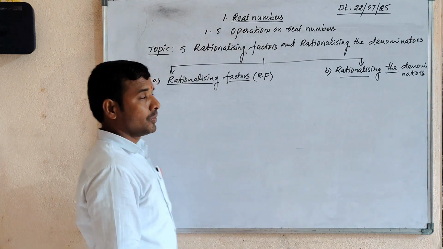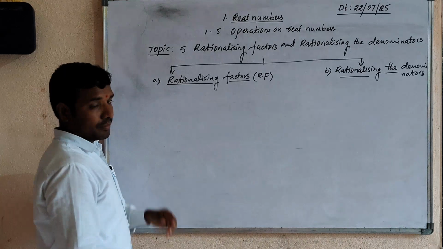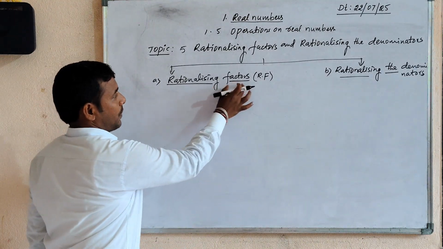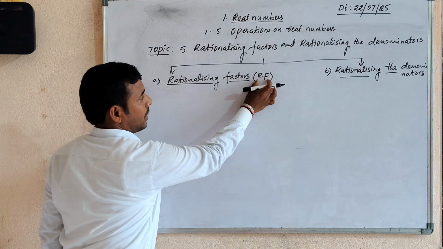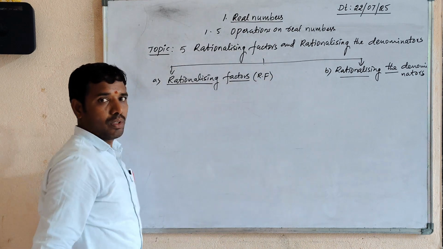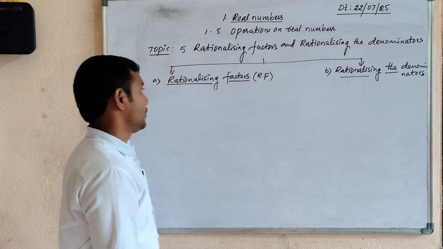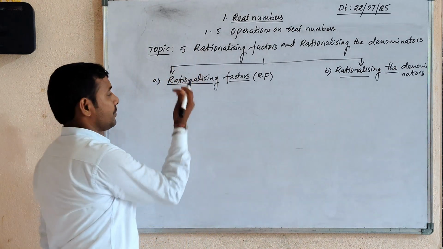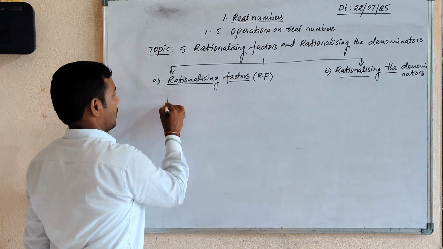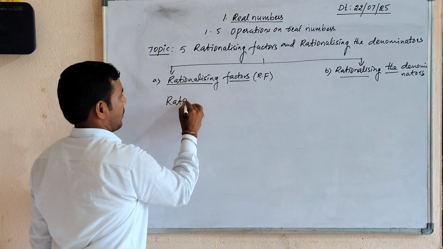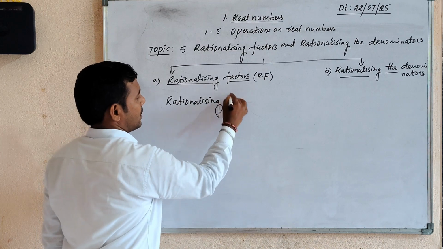So this is A, this is B. Let us go with the first one, rationalizing factor. The shortcut we can call RF; RF indicates rationalizing factor. Carefully, what is a rationalizing factor? First, we have to focus on the meaning of rationalizing factors.